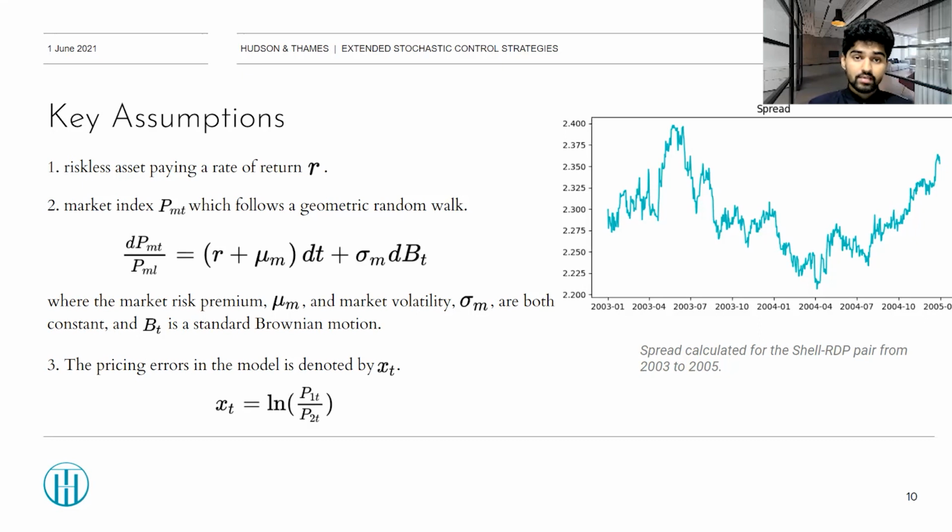And finally, the pricing errors in the model are denoted by xt, which is the spread between the two assets. And this xt is the same mean reverting error correction term that we have seen before. So the spread is calculated as the difference in the log prices between the two assets. On the right-hand side, we have a plot which shows the spread between the Shell and Royal Dutch Petroleum pair of assets from 2003 Jan to 2005 Jan. As you can see, it is mean reverting.